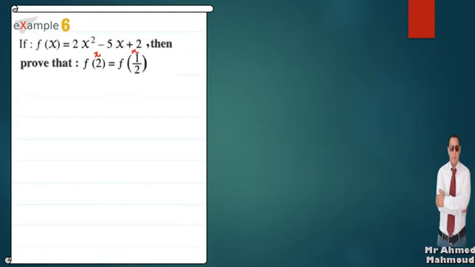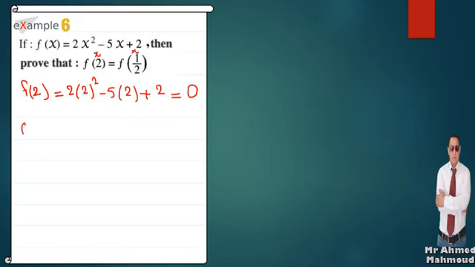Okay. First I will find f of 2. I will put in place of x, 2, between brackets: 2 times 2 power of 2 minus 5 times between brackets 2 plus 2. This one equal 2 times 4 equals 8 plus 2 equal 10. 10 minus 10 equals 0.